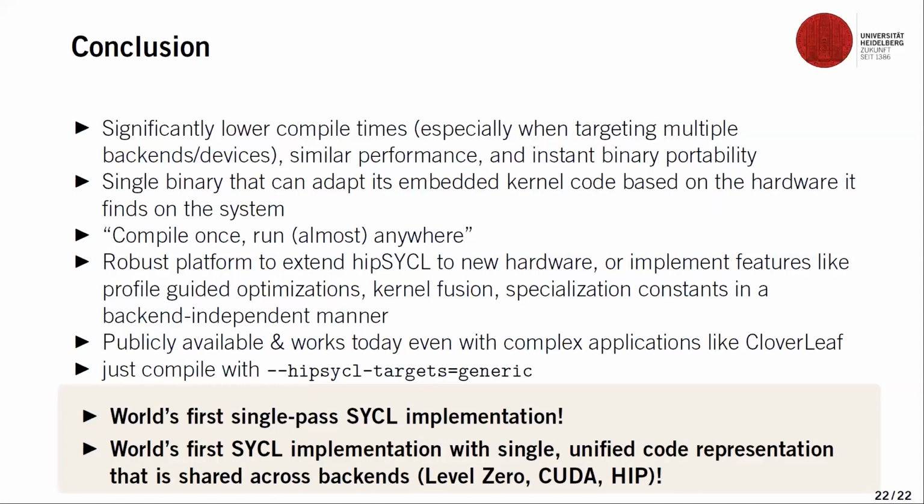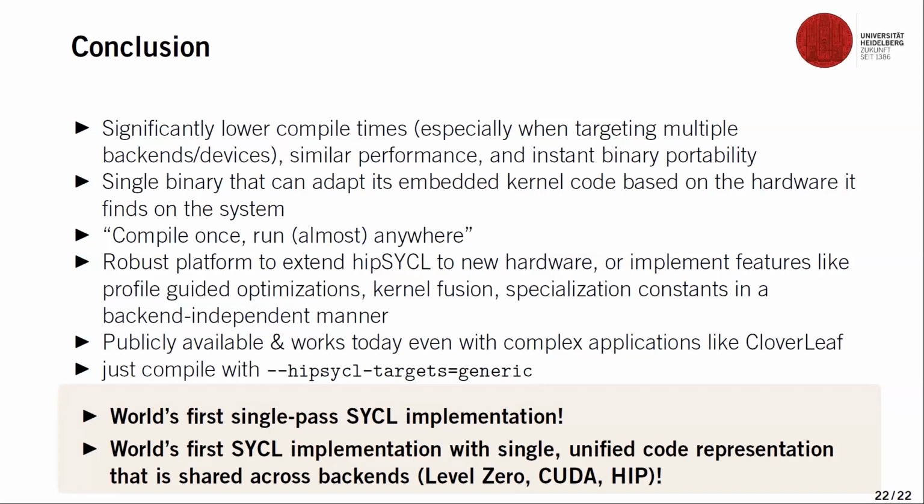So conclusion. So what we've seen is that we basically can get significantly lower compile times, especially when targeting multiple backends or devices, and we want to generate such a universal binary, while also retaining the performance and getting instant binary portability to all of this hardware. We have now a single binary that can adapt its embedded device code to whatever it finds on the hardware. And basically, we return to the old mantra, compile once, run almost anywhere, almost because we don't have backends for everything, but for most of the GPUs at least.